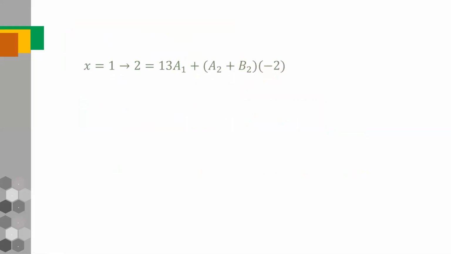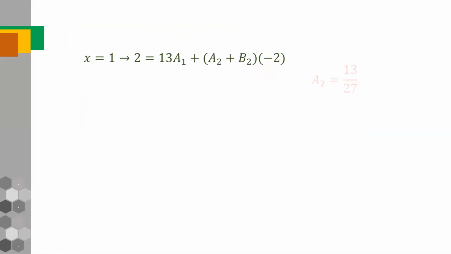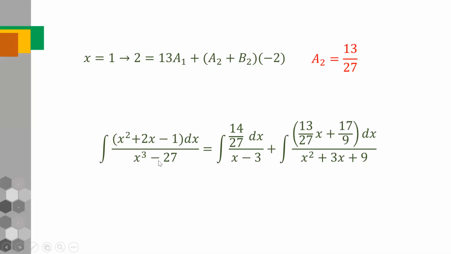And when x is equal to 1, a2 is equal to 13 over 27. So therefore, our integral can be decomposed into the integral of 14 over 27 dx all over x minus 3 plus the integral of 13 over 27x plus 17 over 9 dx all over x squared plus 3x plus 9. The first one we can solve by ln.